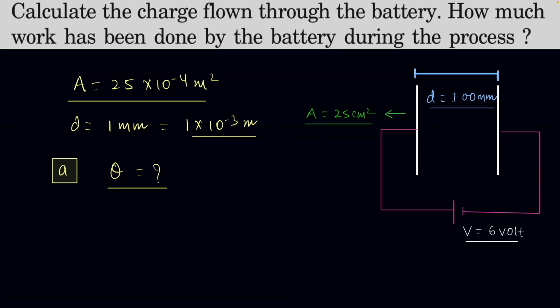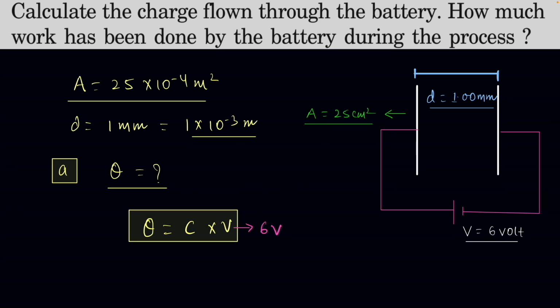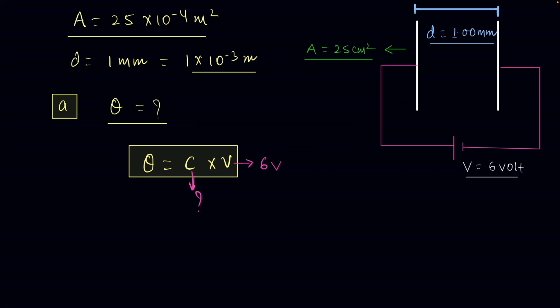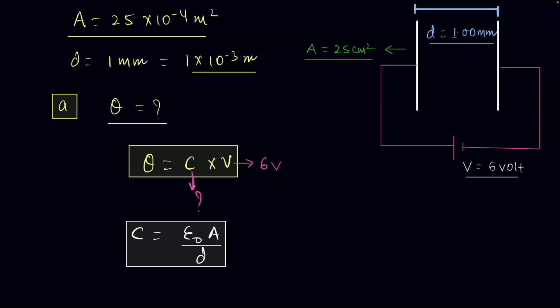So we know that Q is equal to C into V. C is the capacitance, V is the voltage. So V is already known, its value is 6 volt. But capacitance we don't know. So first work is to find the capacitance of a parallel plate capacitor. So the capacitance formula is C is equal to epsilon naught A by d. So based on this formula, we first find the capacitance.